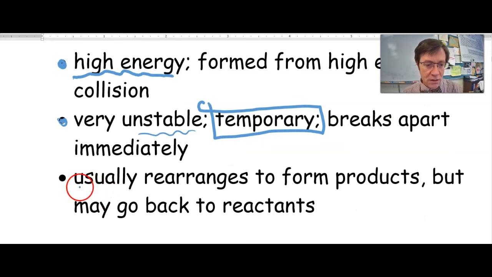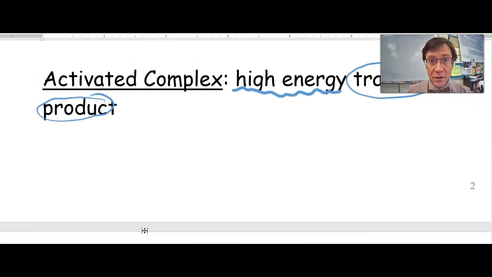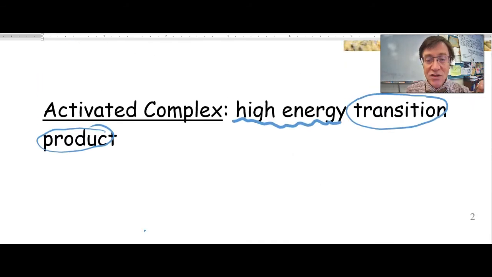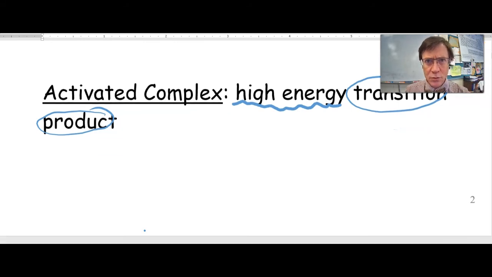And usually, and I want you to see this, usually, I did not say always. I did not say always for a reason, and I want you to lock that in. Usually it rearranges to form products. Usually. However, the activated complex can go back and make the reactants again. And when that happens, you have no effective collision. Got it? That's great.